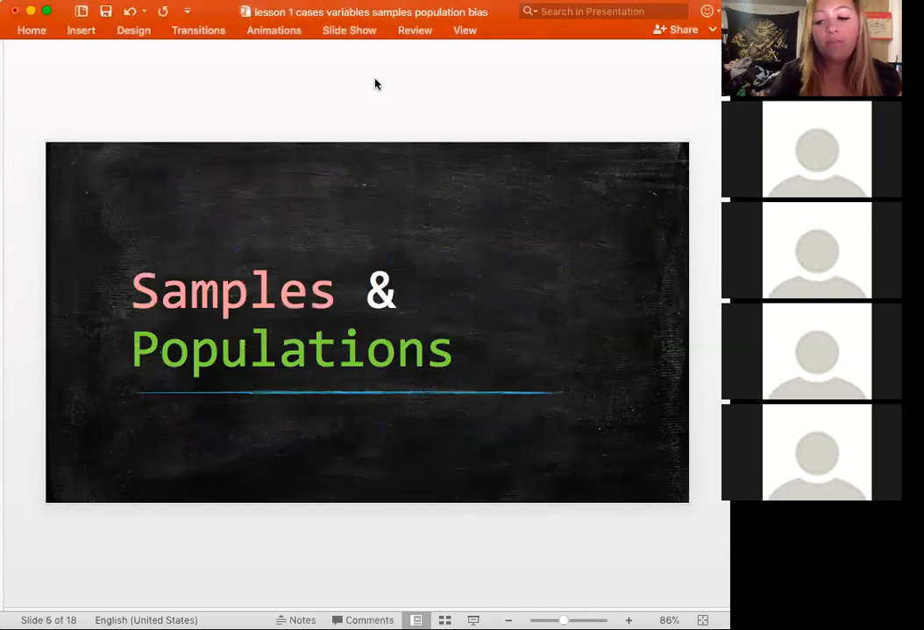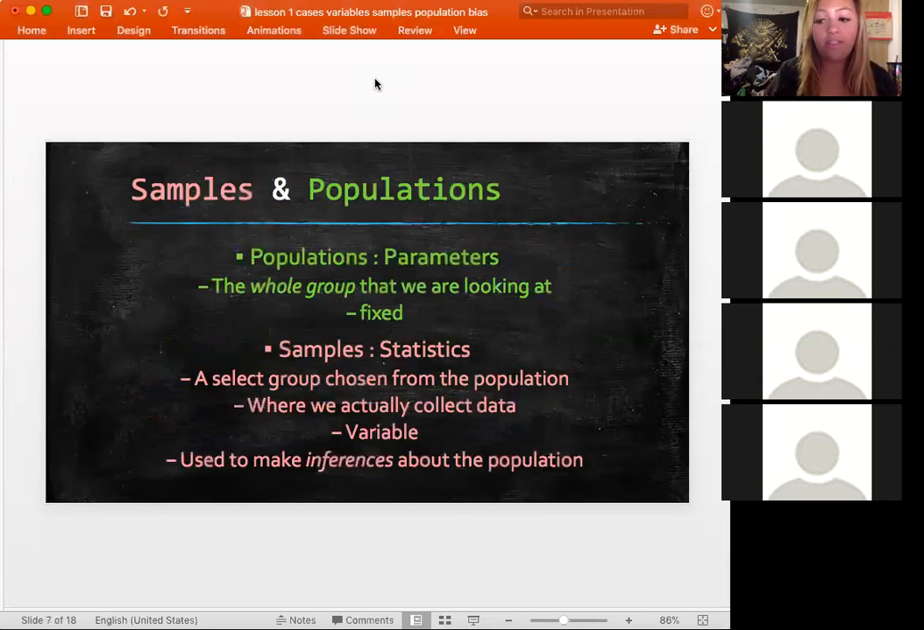Okay, so samples and populations, this is basically the main basis of statistics, because this is where we figure out what we're trying to make an inference about and how we make that inference. So populations are going to be our entire population, everything that we're looking at. But often it is hard to get data from an entire population, so that's why we have samples. Our population is fixed, for example, like everyone in the United States. If you're taking a census, that's going to be fixed. Your population isn't changing per se.